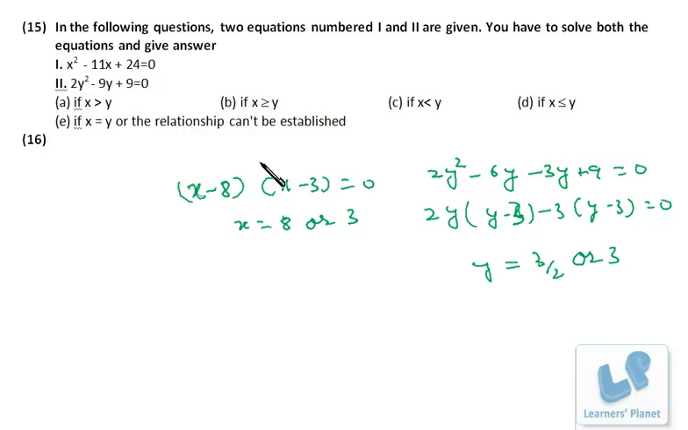So we have to make the comparison between x and y now. If x is 8, it's greater than both of them. If x is 3, in that case, it is greater than 3 by 2 or equal to 3. So x is either greater than y or x is equal to y, right? If you make the various combinations. Okay, so x is greater than or equal to y, right?